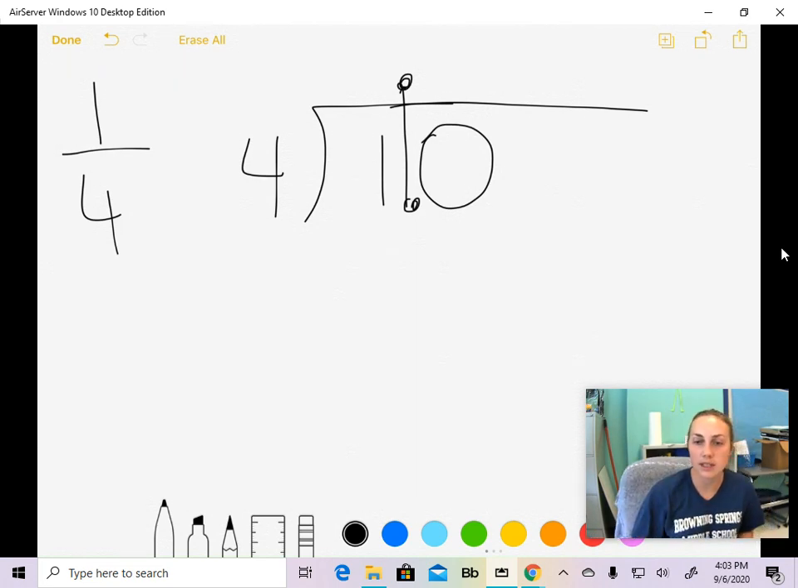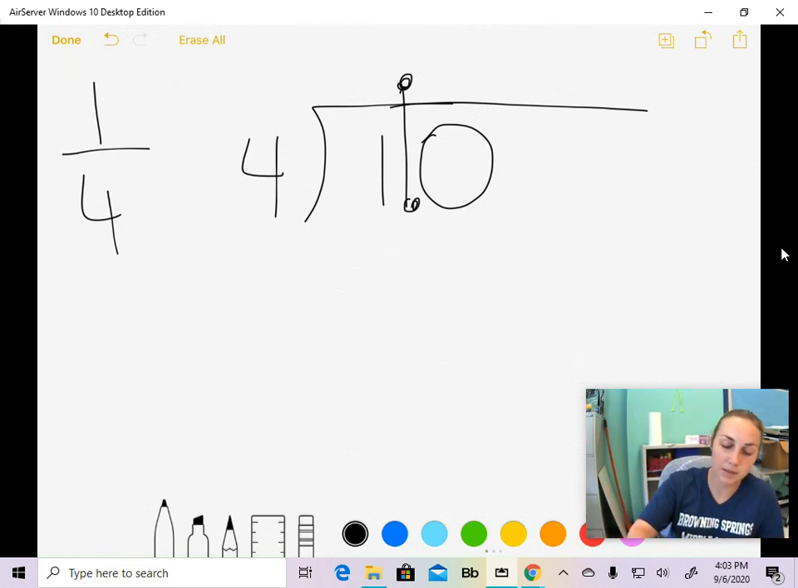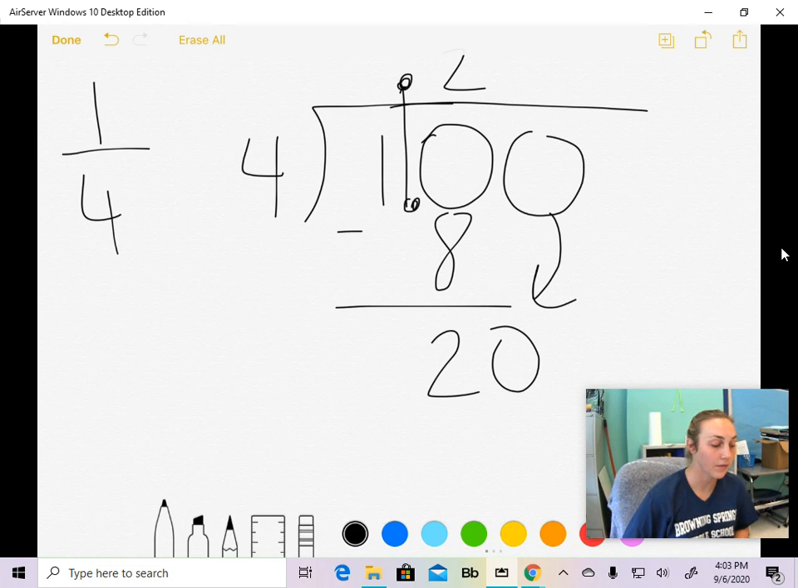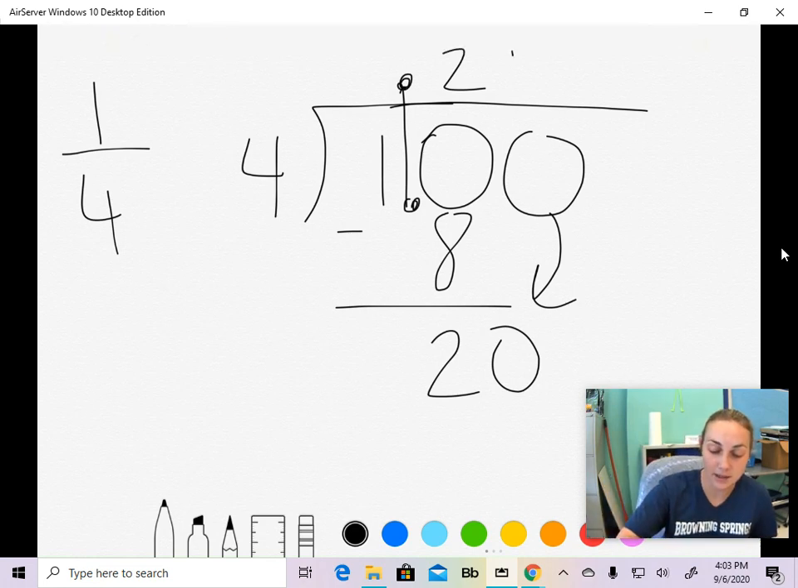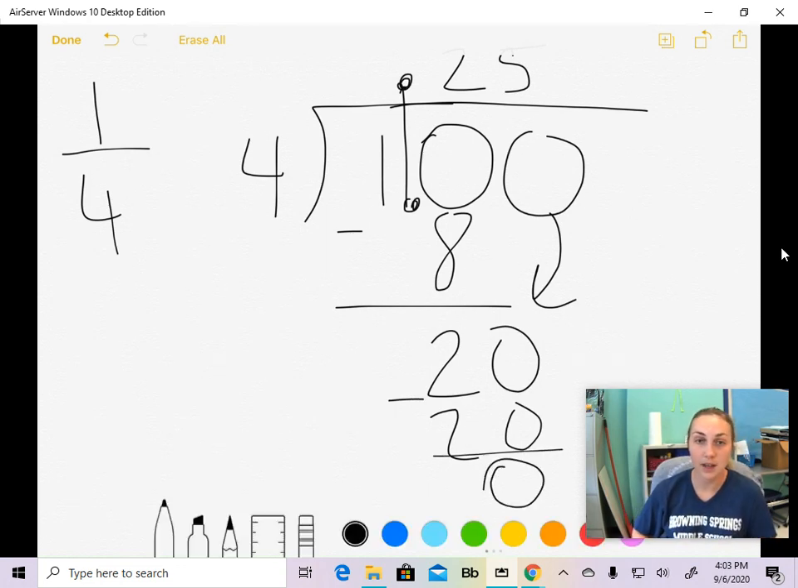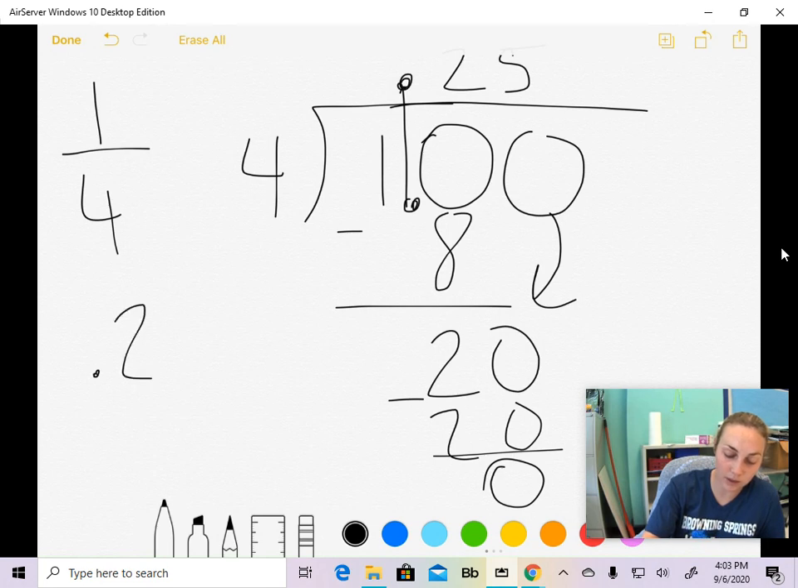And then 4 goes into 10 2 times. 2 times 4 is going to be 8. We're going to subtract. 10 minus 8 is going to be 2. We're going to add another 0. We're going to bring that down. And 4 goes into 20 5 times. 5 times 4 is going to be 20. We're going to subtract that, and we're going to have a remainder of 0. So now we have the decimal of 1/4 is going to be 0.25.